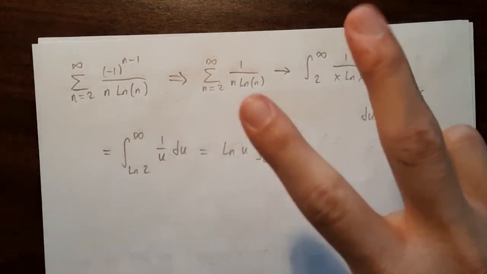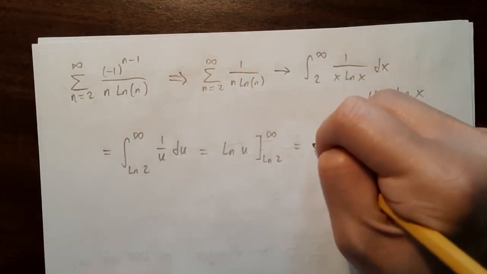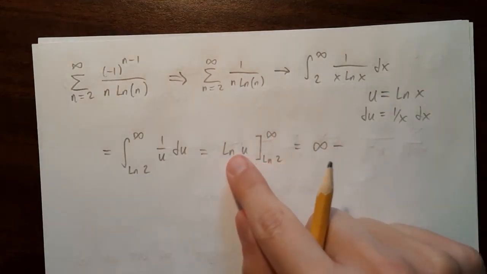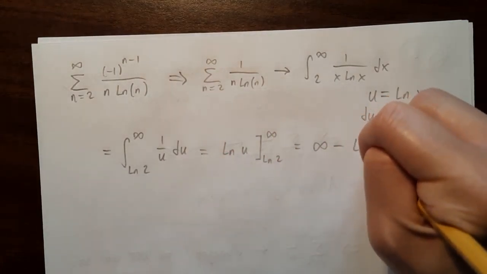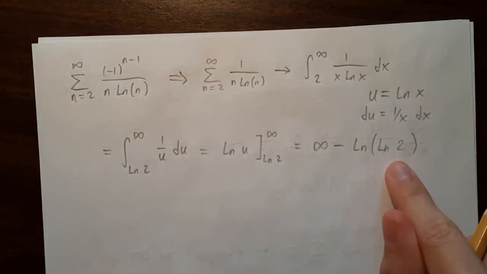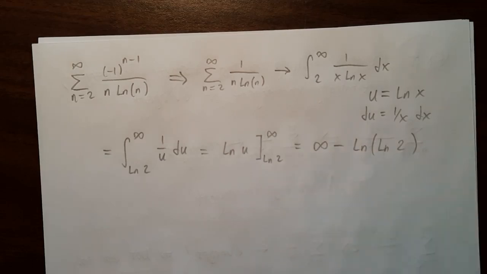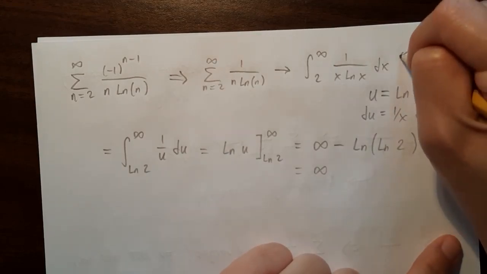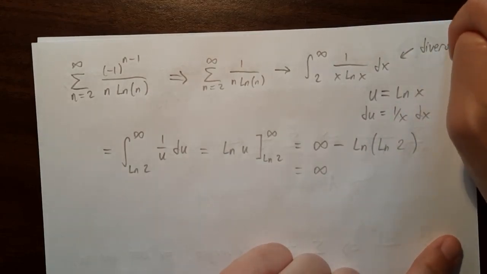All right, so if I plug those in, I'm going to get ln of infinity, which is infinity, minus the version where I plug in ln of 2, so that is ln of ln 2, which is a weird number, but it is finite, whatever it is. So infinity minus something finite is also infinite. So in that case, that tells us that this thing has to diverge.